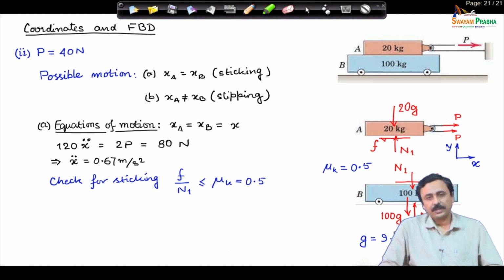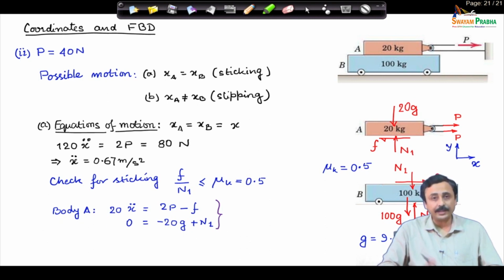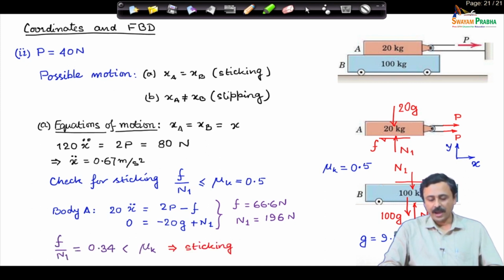Now, we check again for sticking, because we are assuming sticking. Let us see if it really sticks. So, I have to calculate the friction force acting at the interface, and divide it by the normal reaction at the interface, and check that it is less than mu s. For body A, again the 20 kg block, I look at the equation of motion in the horizontal direction and the equation of motion in the vertical direction, which is basically force balance, and from there I get the force of friction as 66.6 Newton, and the normal reaction remains the same as 196 Newton. And if you look at this ratio F by N1, it turns out to be 0.34, which is less than mu s. Therefore, this coefficient of friction which is 0.5 can sustain this contact. That means it will stick, and therefore, our acceleration is 0.67 meters per second square, which we have determined.